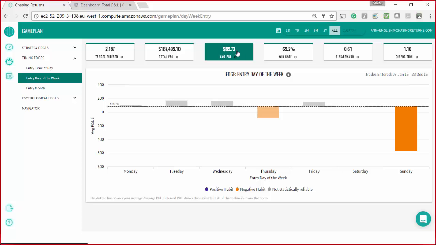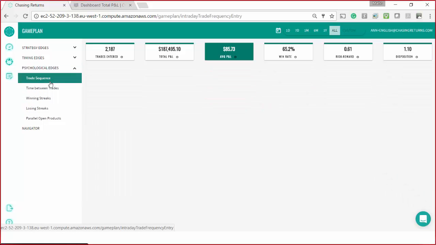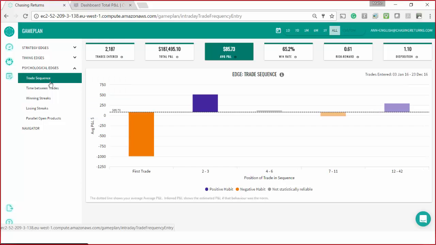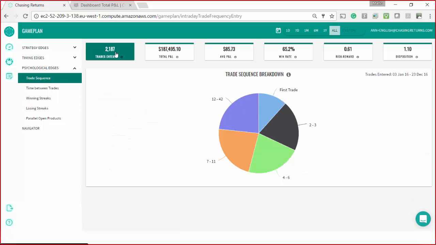Okay, so now we're going to go to psychological edges. I'm skipping a few because there's quite a lot to go through, but this is kind of in keeping. So if you go to trade sequence and start on the left with how many trades, so the trade entered card. The trade sequence is looking at your first trade of the day, your second, third, fourth, etc. It's looking to see, does something happen to your performance as you trade throughout the day? Okay, so this guy trades up to about 40 trades in some days, and you can see the distribution there.